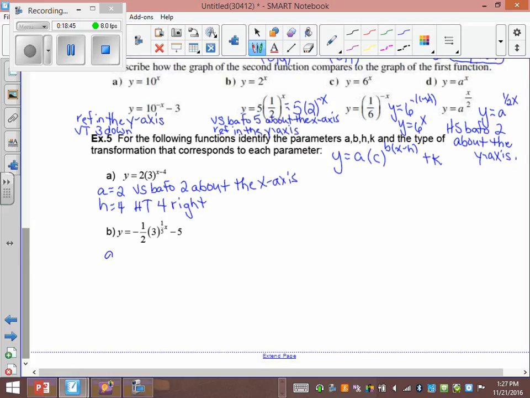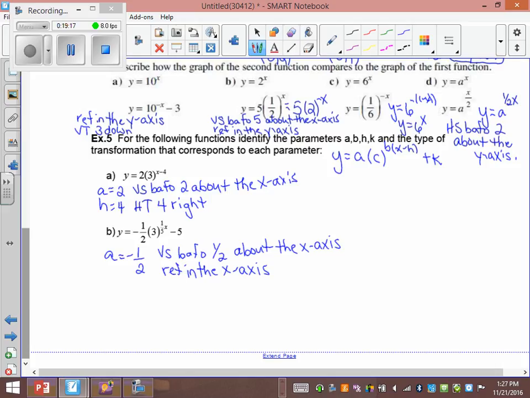This one, my a is a half, negative a half, sorry. So that's vertical stretch by a factor of a half, because it's not with the y, about the x-axis. And it's a reflection in the x-axis. So some people will ask me, is this with the x? No. If it was with the x, it'd be in the exponent, right?